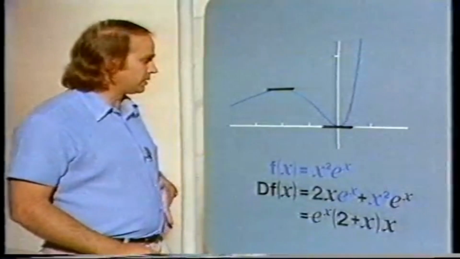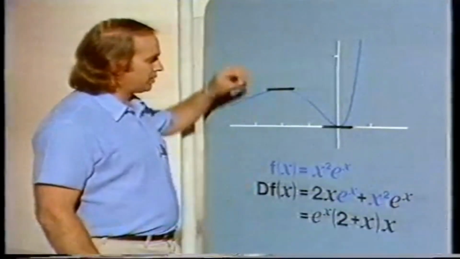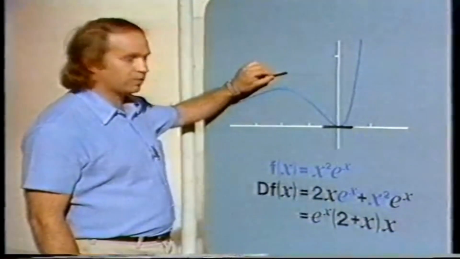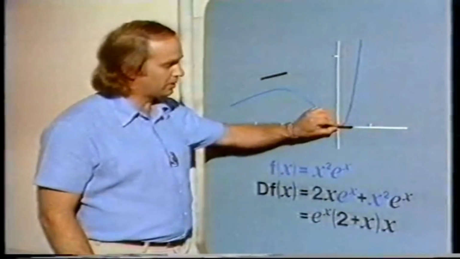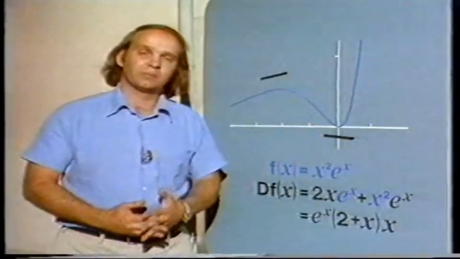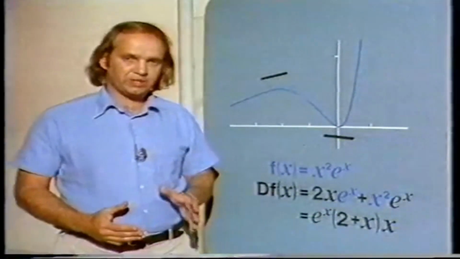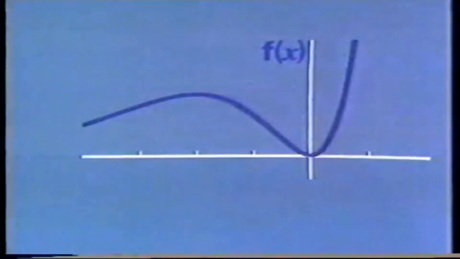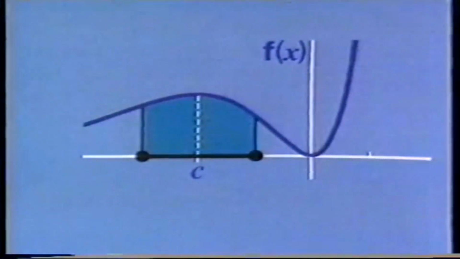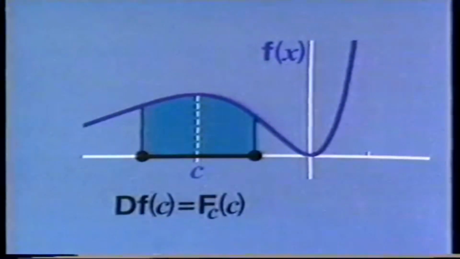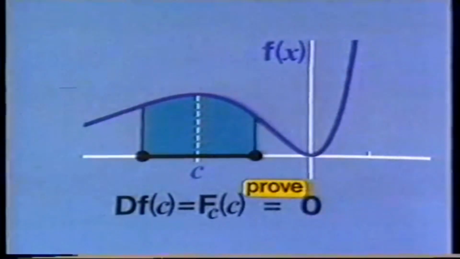But how do we go about proving in general that at a local maximum the derivative is 0, and at a local minimum the derivative is 0? Well, first we'll need a definition of local maximum. When we say there's a local maximum at x equals c, what we mean is that there's an interval surrounding c where the function takes only lower values. Now the derivative at c is the value of the chord slope function at c. So this is what we want to prove is 0.